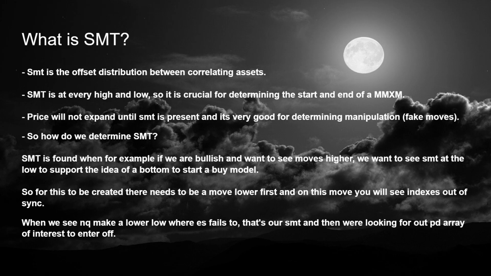So how do we determine SMT? For example, if we are bullish and want to see moves higher, we will see SMT at the lows to support the idea of a bottom for a market maker model. For this to be created, there needs to be a move lower first, and on this move, you will see the indexes out of sync. For example, we will see NQ make a lower low and the ES will fail to make a lower low. The ES will make a higher low right there. That's our SMT, and that's what we're looking for out of our PD array of interest and our key spot within the standard deviation to enter off of.